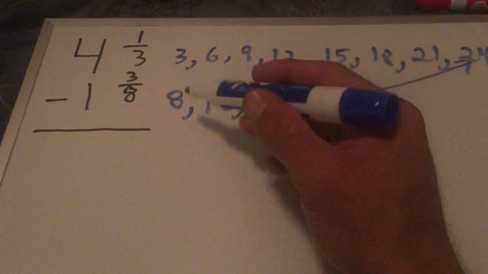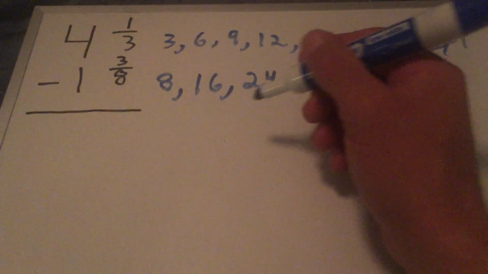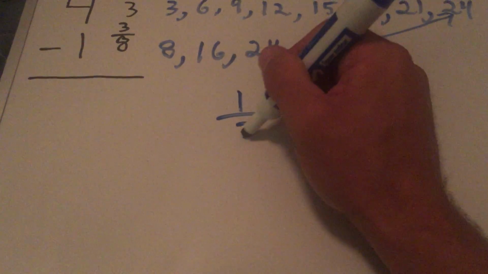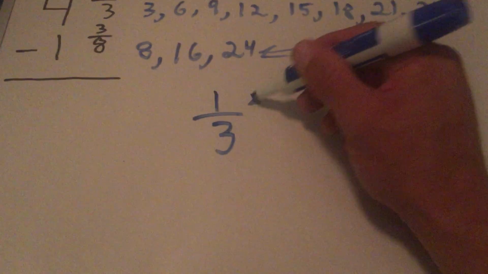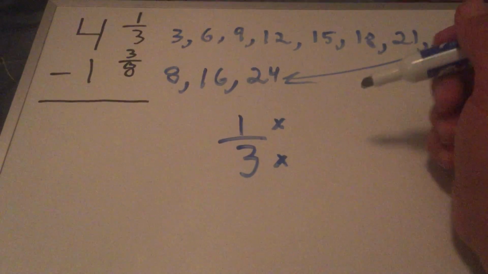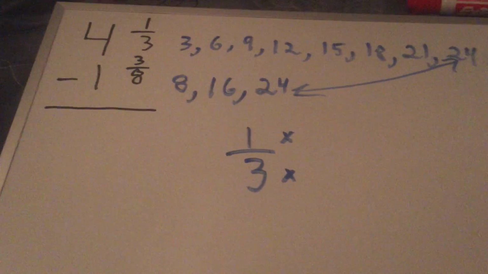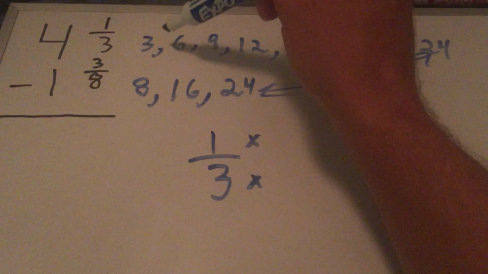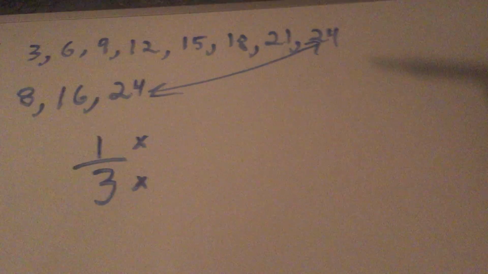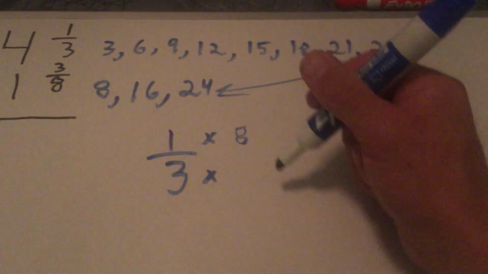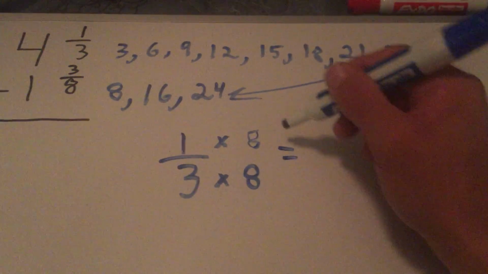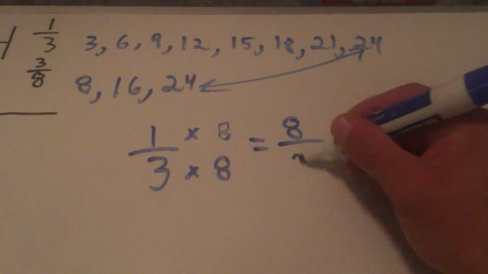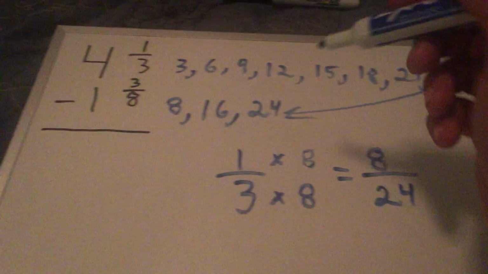Okay, so to switch 1/3 to a fraction with 24 as the denominator, let's write down 1/3, and you're going to multiply the top and bottom number by however many times 3 goes into 24. Okay, so 1, 2, 3, 4, 5, 6, 7, 8 times. Multiply by 8, multiply by 8. 1 times 8 is 8, and 8 times 3 is 24.